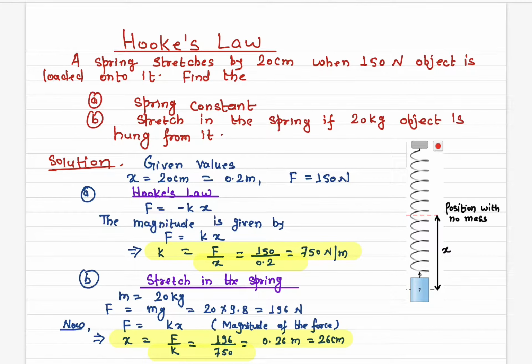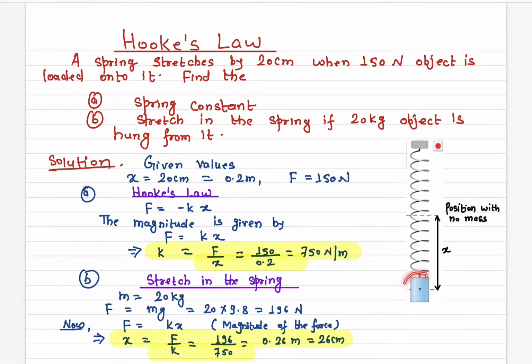In this video, I'll talk about a problem related to Hooke's law. So here we are given a spring which stretches by 20 centimeter when a 150 Newton object is loaded onto it. So let's say if this is 150 Newton, then this elongation is 20 centimeter, and this line here means the position without any mass.